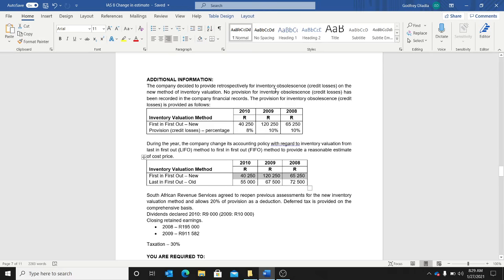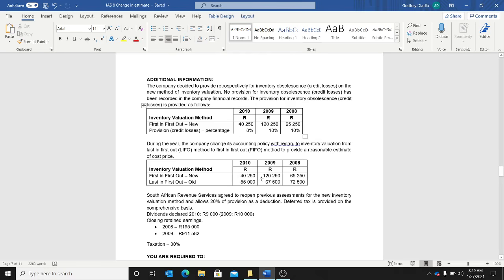Now, they are saying no provision for obsolescence has been recorded in the company's books. The provision for obsolescence is provided as follows. Since we are using the new method, we will provide 10% and 10% again, and then 2010, they're going to it. Now, here's the change in estimate. They were estimating 10% of their inventory to be obsolete. But now by 2010, they are saying, no, we think it's going to be around 8%, right?